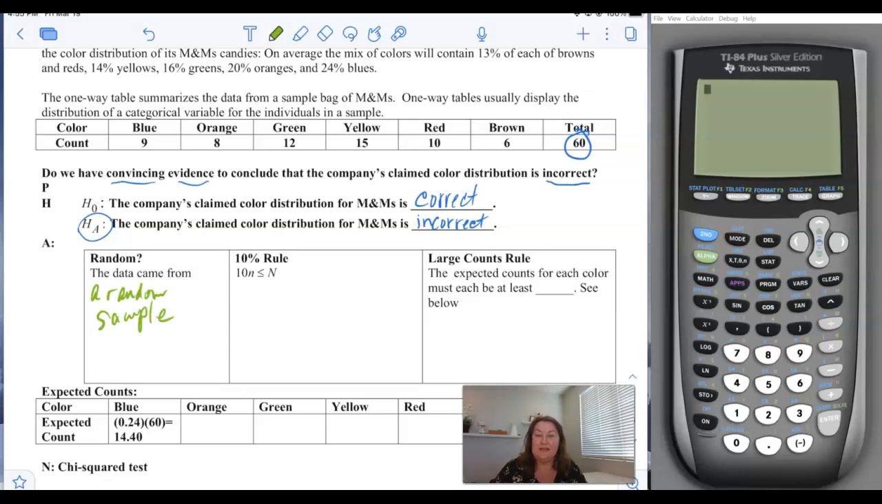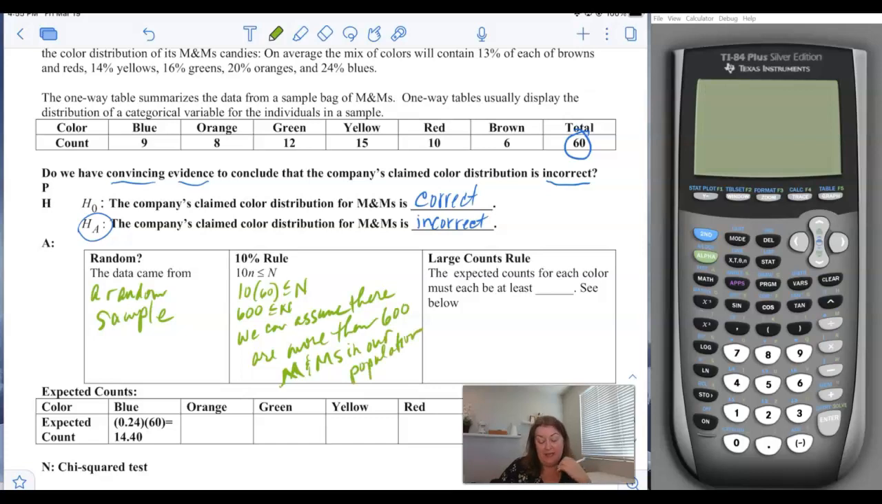Cool. Next one, 10% rule. So we are picking from a distribution, right? And we're not replacing these M&Ms. So we want to make sure that the M&Ms that we select, which is 60 of them, is less than 10% of our total population of M&Ms. Well, I'm pretty sure there's more than 600 M&Ms. So we can assume there are more than 600 M&Ms in our population.